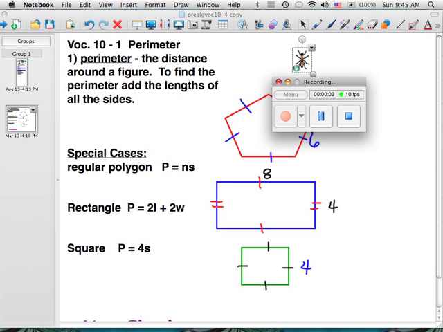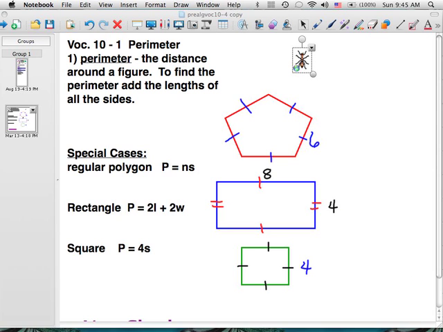We're on chapter 10, section 1, and we're going to be working with perimeter. Perimeter is the distance around a figure. To find the perimeter of any figure, you add the lengths of the sides. And there are some special cases that make it a little bit easier to add.